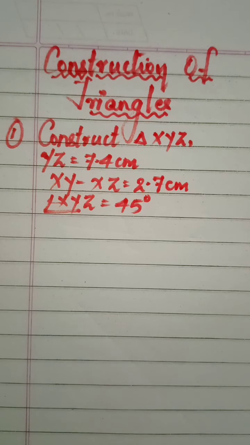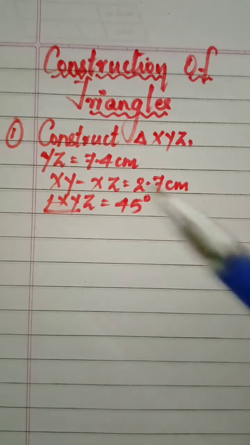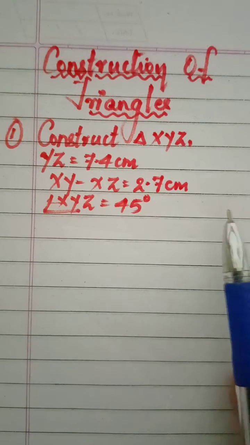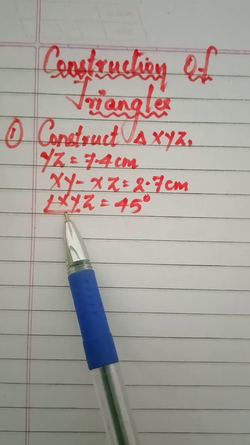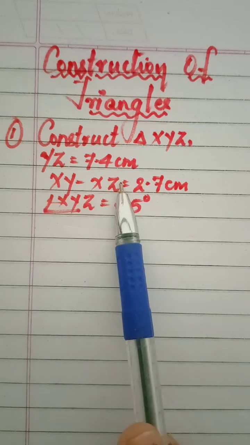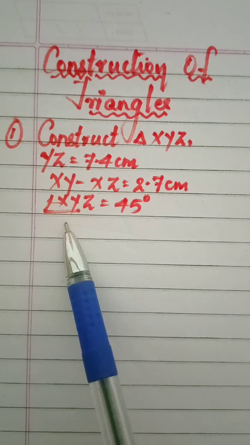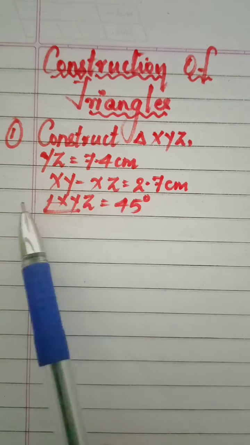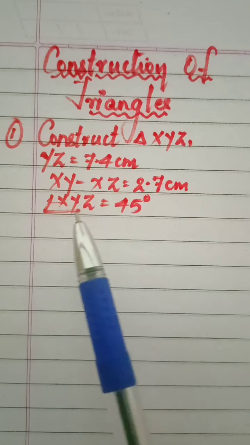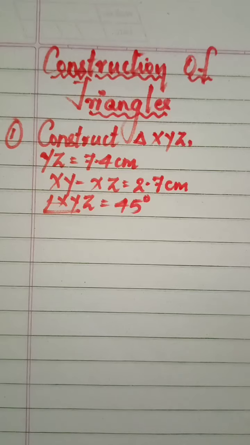Let us learn the next type of triangle in the chapter Construction of Triangles. In the previous class, you learned how to construct a triangle when you have one side, one angle and the sum of the other two sides. Here you have one side, one angle and the difference between the other two sides. In this case, how to get the triangle? Let us learn this method.